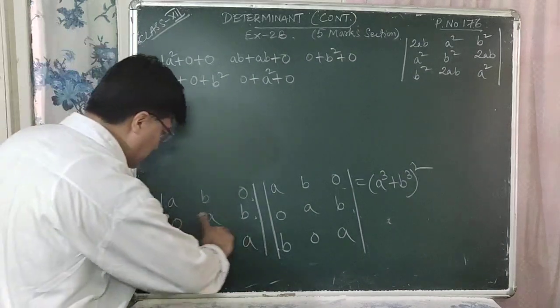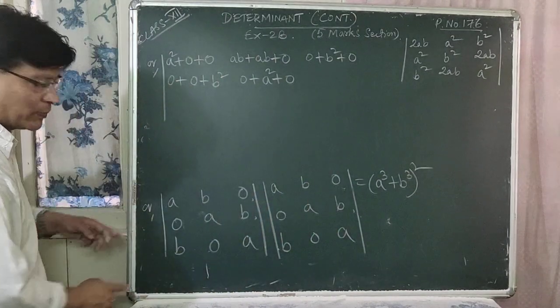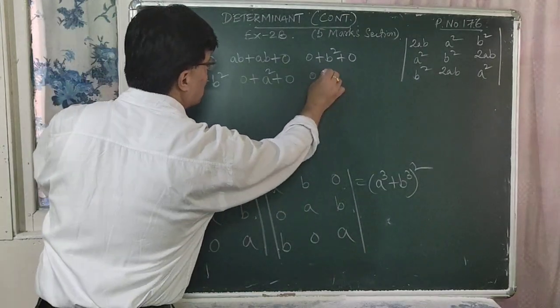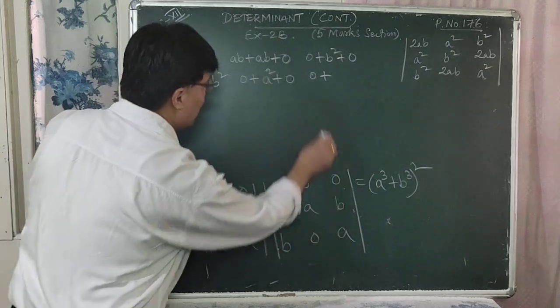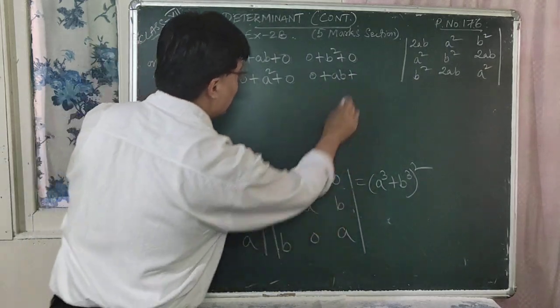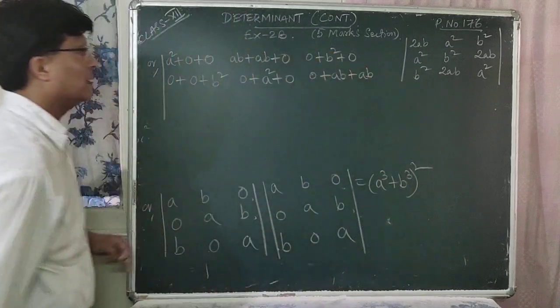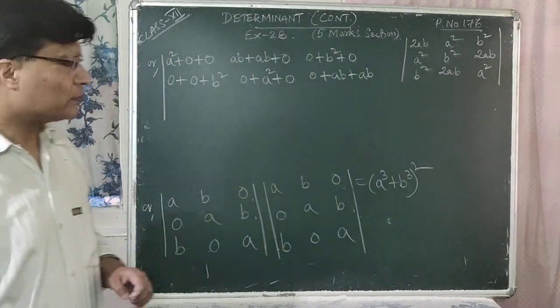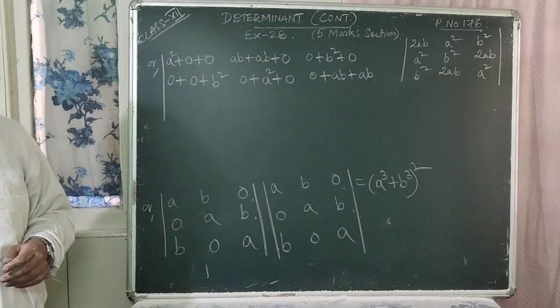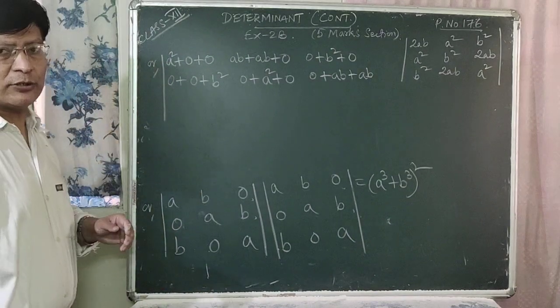Next, this second row is multiplied by third column. Corresponding elements will be multiplied. 0 into 0, 0 plus A into B, AB plus B into A. This is AB, right? So this is your new second row.